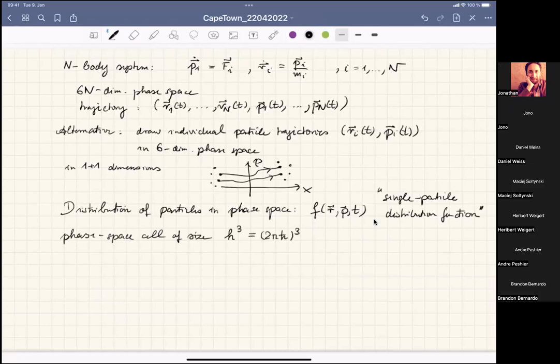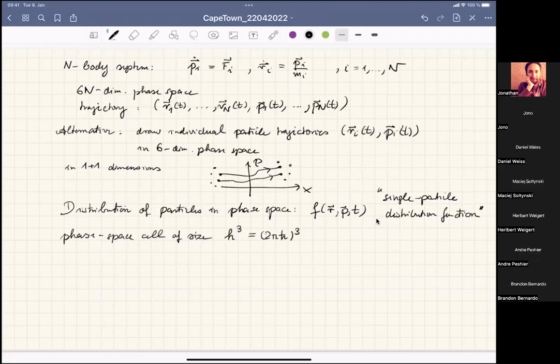So h is Planck's constant, and sometimes h bar is also called Planck's constant. h bar is h over 2 pi. And if you look at the dimensions of this thing, you'll see that this is precisely the correct dimension of momentum times length cubed. So it's really a little volume in phase space.